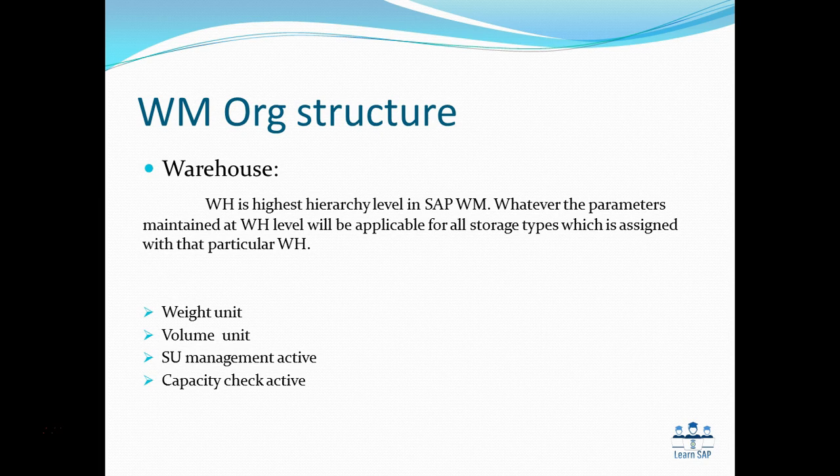First, the warehouse. The warehouse is the highest hierarchy level in SAP warehouse management. Whatever parameters we maintain at the warehouse level will be applicable for all the storage types assigned to that particular warehouse. For example, weight unit, volume unit, whether storage unit management is active or not, and capacity check. Whatever parameters we maintain are applicable for all the storage types assigned to the warehouse.